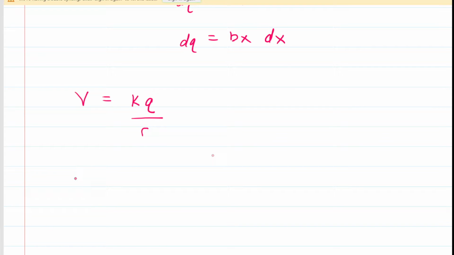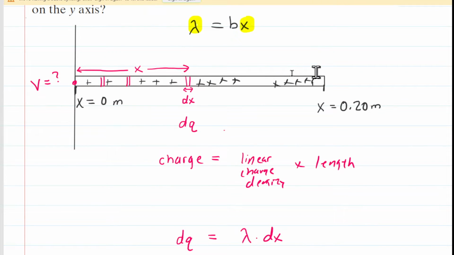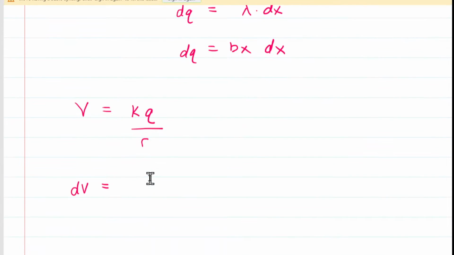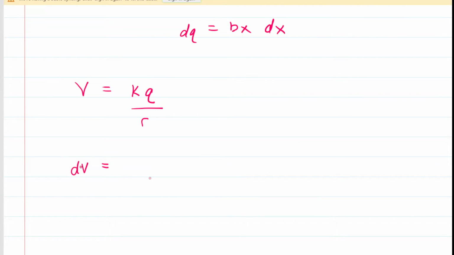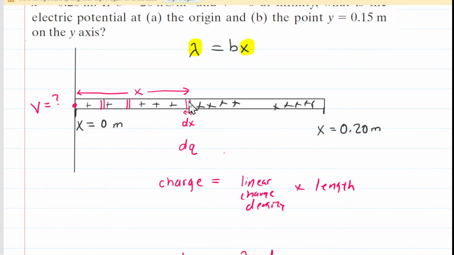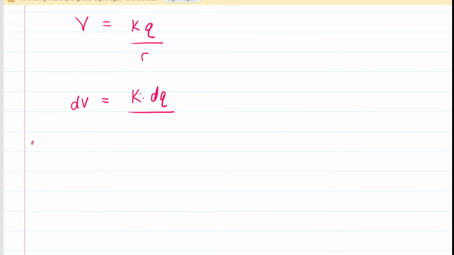So what we're going to say, actually, because it's tiny, is we're going to say dV. So dV is the electric potential contributed by that little dx charge element to the origin. That little tiny charge element is contributing a tiny amount of electric potential, which we call dV. This is going to equal K times dq. You guessed it, it's a tiny amount of charge, so we use the dq notation. And then the distance from our tiny little charge element to the origin was symbolized by x. So we're going to fill in x right here.